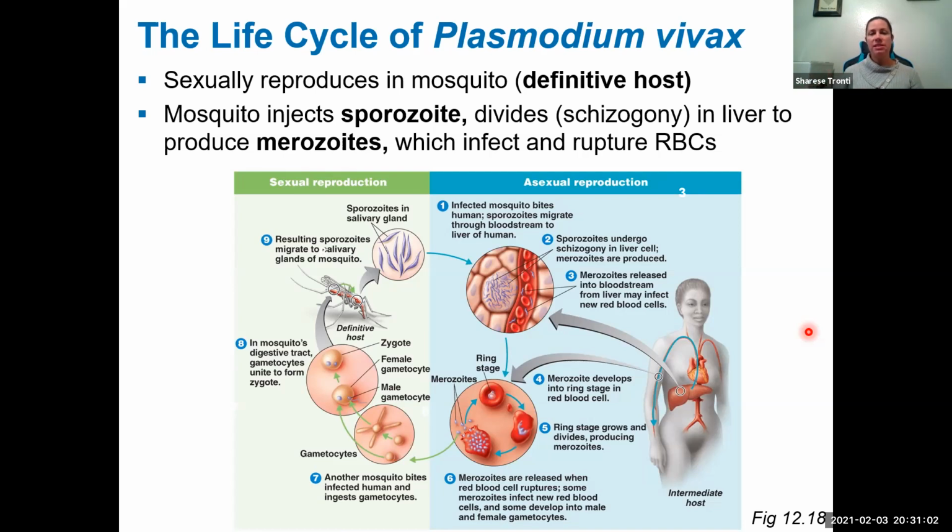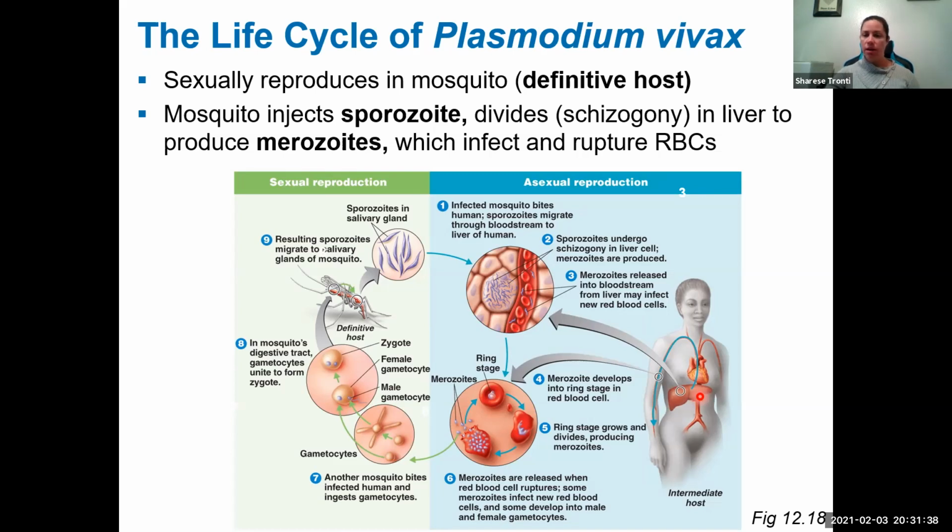We have the sporozoites inside of the mosquito here because it's reproducing sexually. Remember, we talked about that on the previous slide. Sexual reproduction is going to produce sporozoites in the mosquito. Then it's going to transfer those sporozoites to the human when it bites them. Then those sporozoites are going to migrate into the liver. And in the liver, it's going to undergo schizogony and produce merozoites.